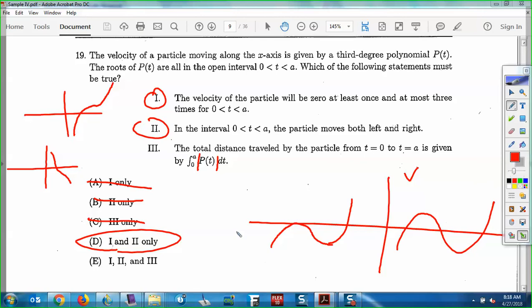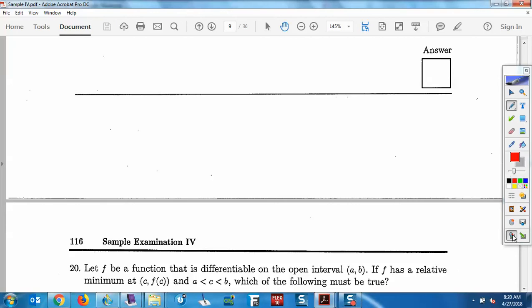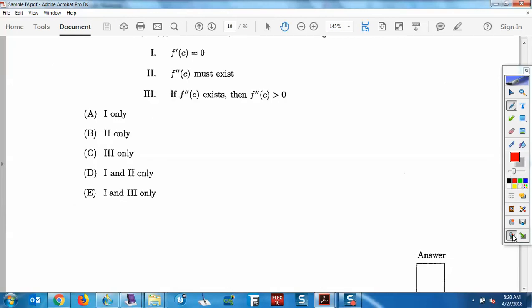Another thing I had on my list of things to review is total distance traveled. That kind of idea. Okay, good ones. Keep going. Anything else? Anything else?